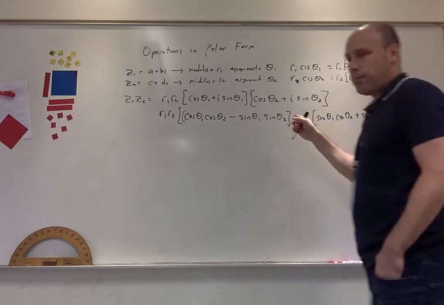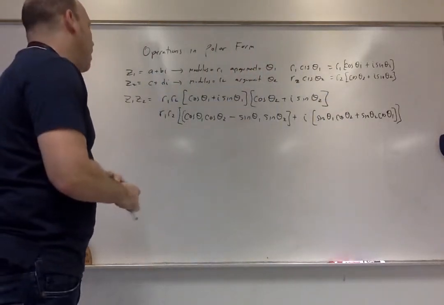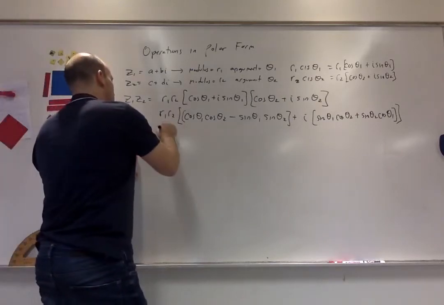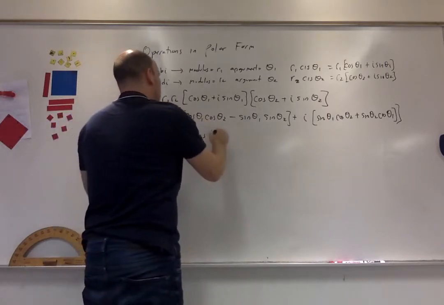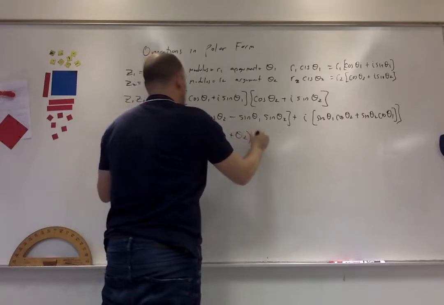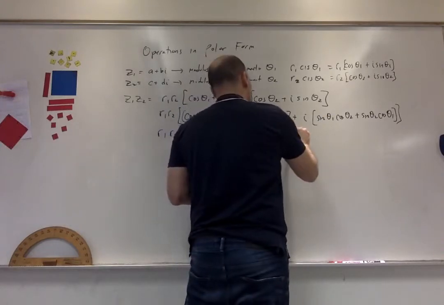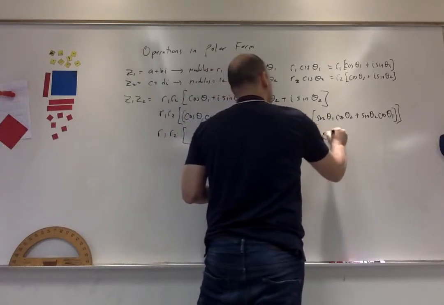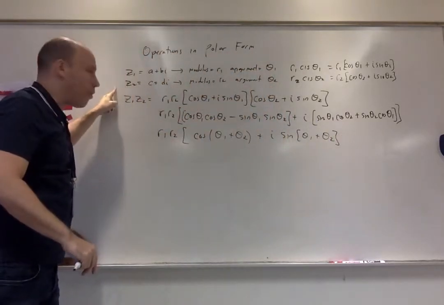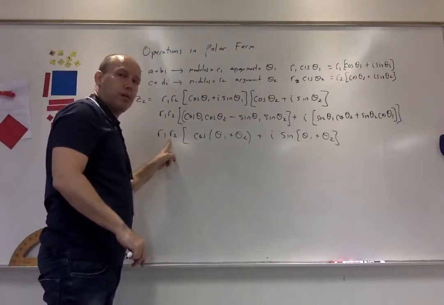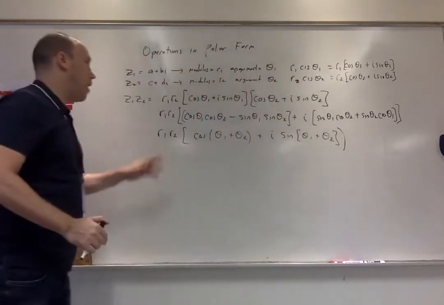Now, what's going on here? These might be familiar to you. You might say, oh, let me go to the formula booklet. Well, it turns out that r1 r2 times this actually is the cosine of theta 1 plus theta 2. And that expression over there from your formula booklet ends up being sine of theta 1 plus theta 2. And this is the proof of what's going on. When you multiply two complex numbers, it's like multiplying their modulus and adding their arguments. That's kind of cool. I think that's really cool.